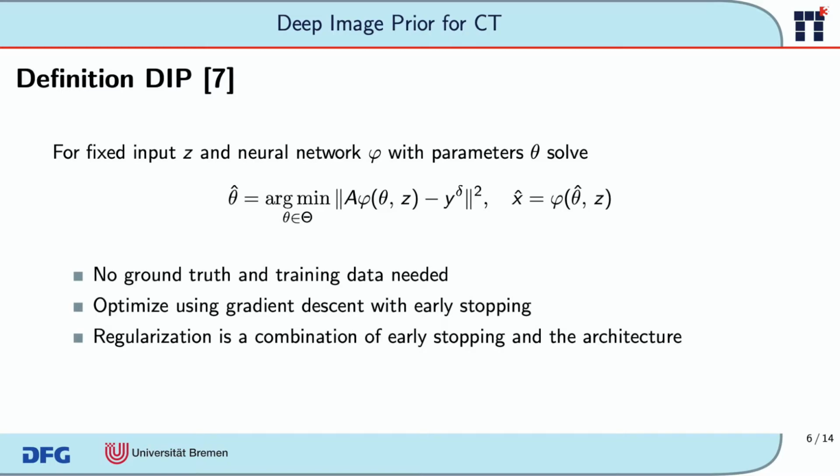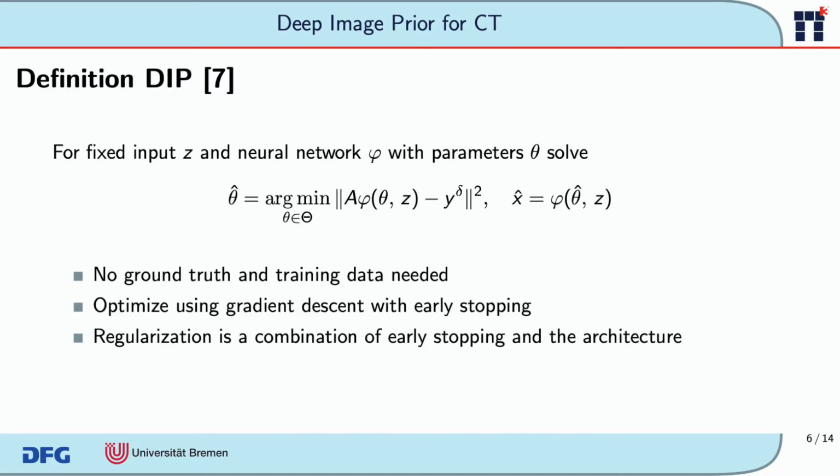I now want to introduce you to the deep image prior. The idea here is pretty simple. You take a fixed input z into a neural network which has parameters theta, and then you want to solve the following optimization problem. Here A plays the role of the forward operator, which is in our case the 2D Radon transform, and y delta are the noisy measurements, and the network phi takes the position of the reconstruction x in this case. At the end, you will get a parameterization theta hat, which you then use to create the reconstruction x hat with the help of the fixed input z. The nice thing here is that you don't need any ground truth data or previous training.